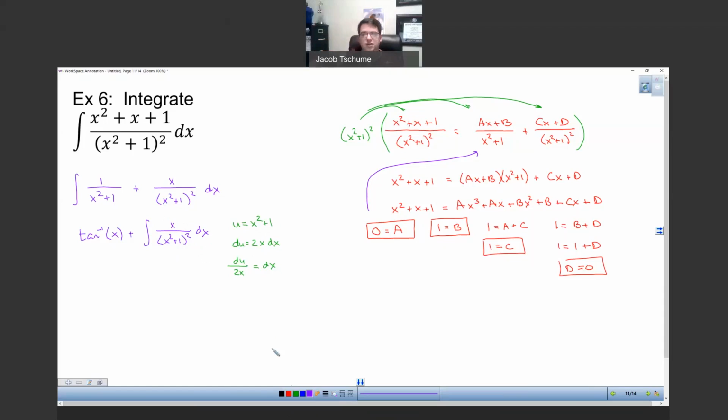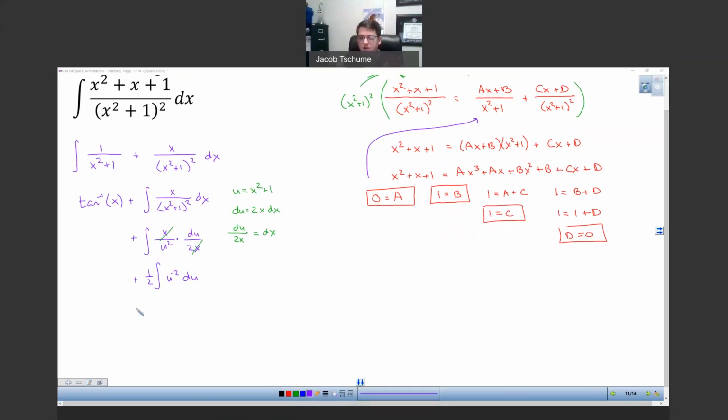Now, the inverse tangent's not going to change, so I'm not going to worry about that piece. I'm just going to work on this second integral. This will be plus the integral of x over u squared times du over 2x. Very nicely, the x's cancel, and I can rewrite this as 1/2 times the integral of u to the negative 2 du. Integrate that function, and that would become u to the negative 1 over negative 1, which will end up becoming, oops, not plus, because I'm going to bring that minus out front. Let me erase that, sorry.